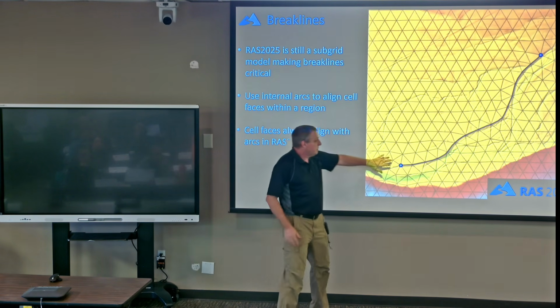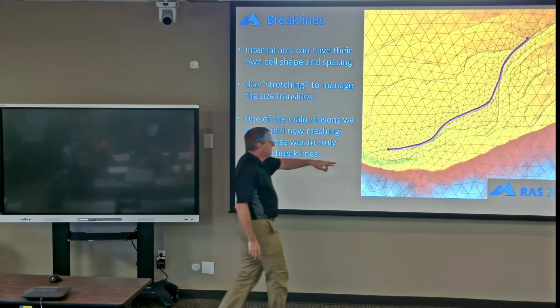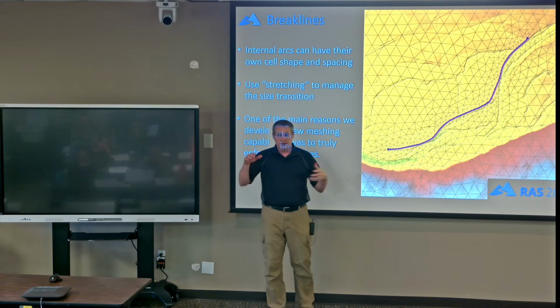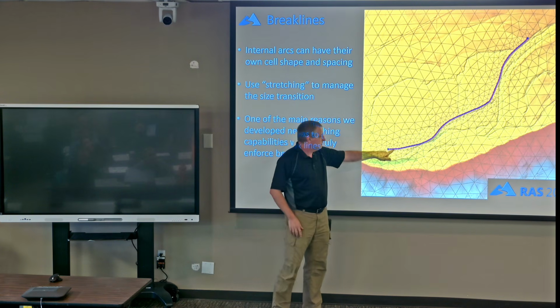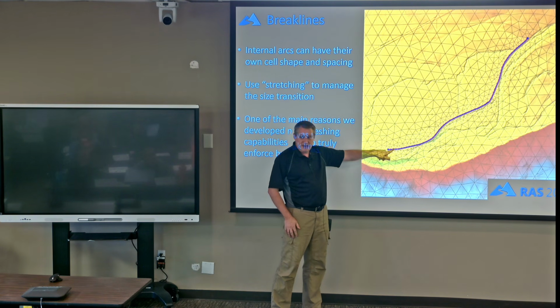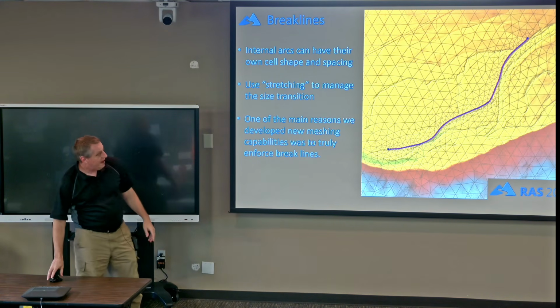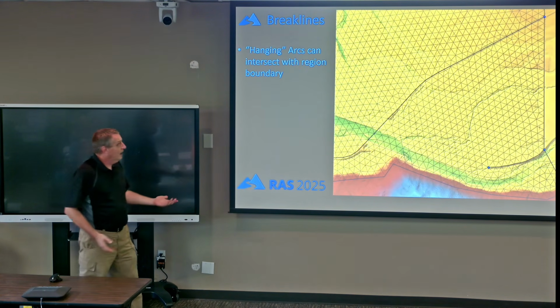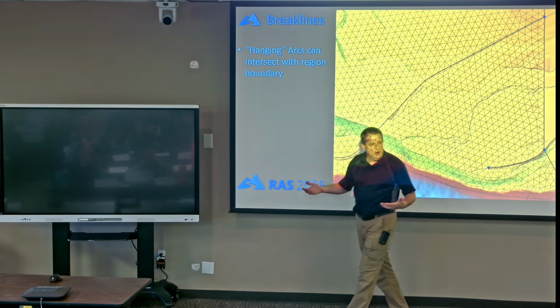So you can use arcs just like you would use break lines. And then we will mesh around them, and the arcs themselves can have properties. Remember, these arcs are still part of your trellis. This arc has its own meshing information. So in this case, we want more meshing detail around the arc, and so you can have a smaller cell spacing that will then transition to a larger cell spacing. You can also have what we call hanging arcs, and a hanging arc is really just a break line that connects to your region, but only connects to your region on one end.